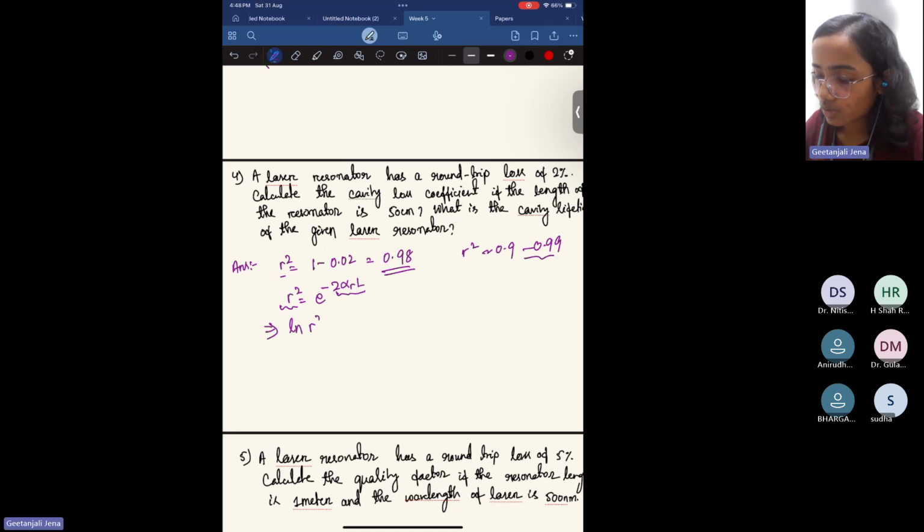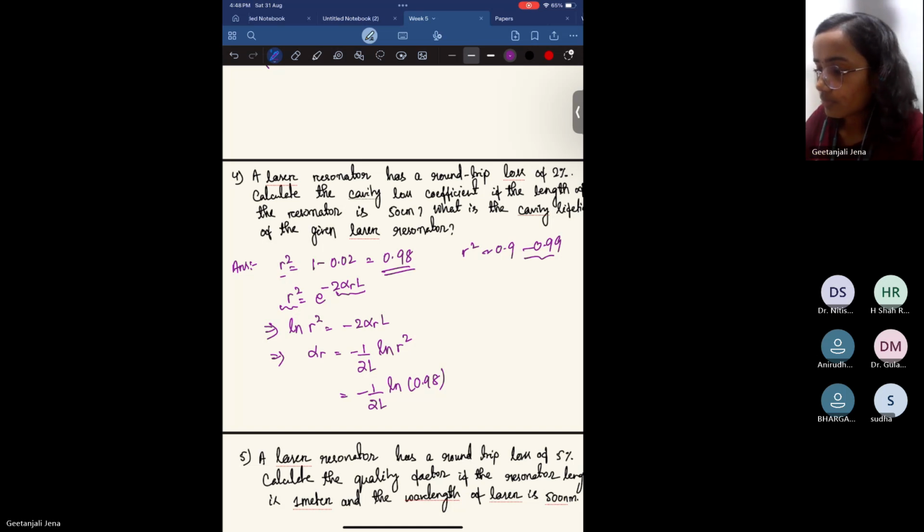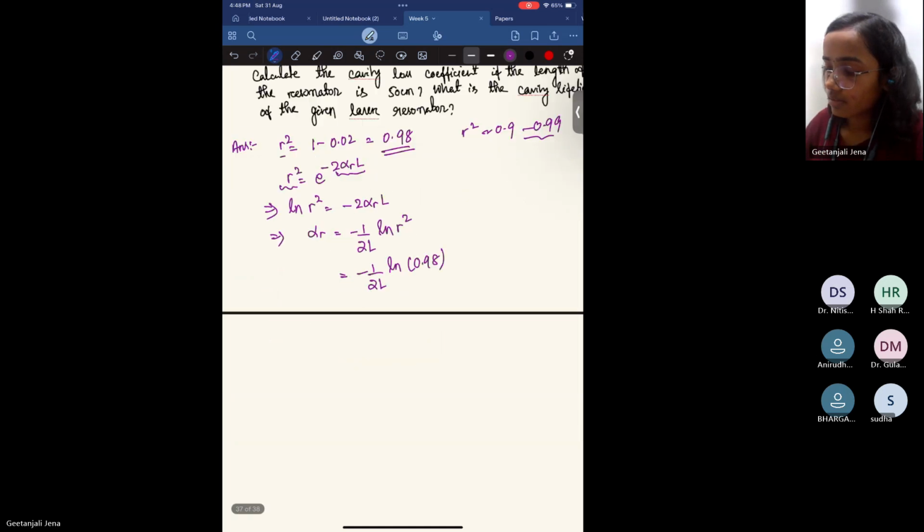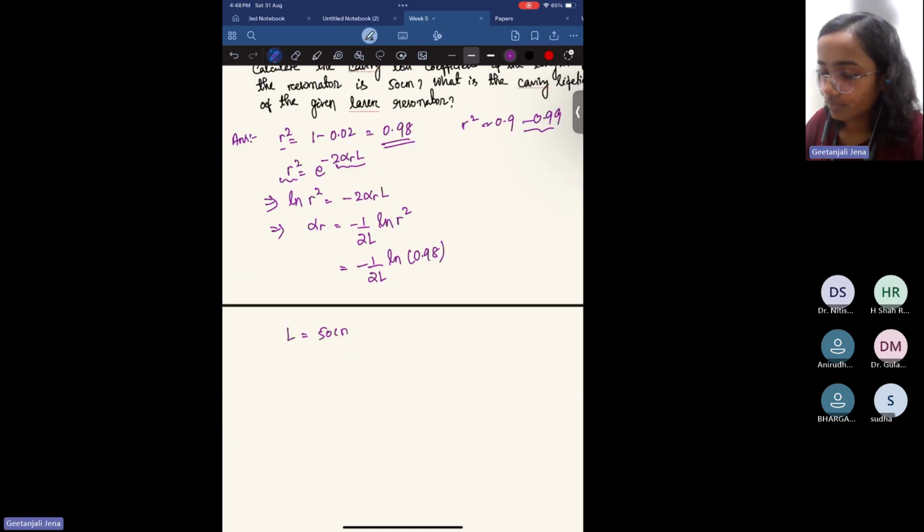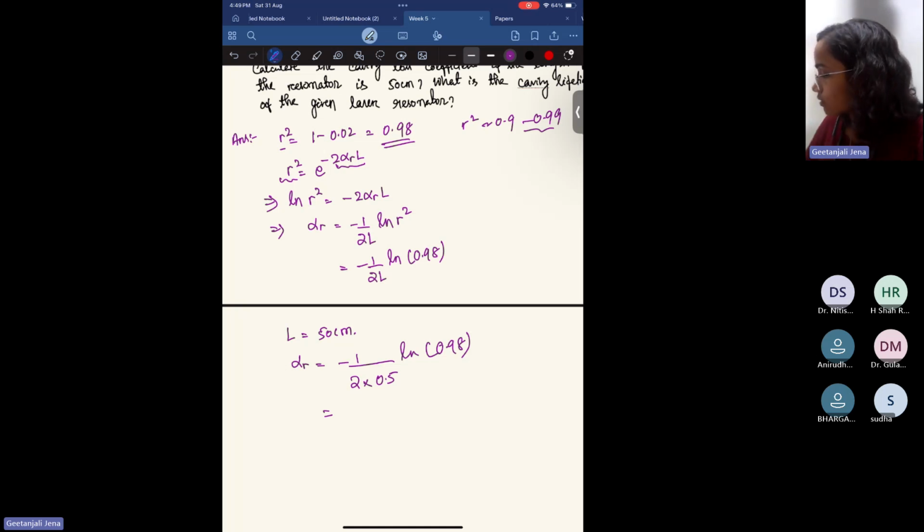So you just have to take the ln of R square equal to minus 2 alpha RL. From this, alpha RL is minus 1 by 2L ln R square. So that means 1 by 2L ln 0.9. And L is already given, it is 50 centimeter. So if you put it, alpha R is 1 by 2 into 0.5, minus 2, 0.5 and ln 0.9. So this value, I think, will get around 0.0202 meter inverse. That is this much amount of loss per meter in the cavity.